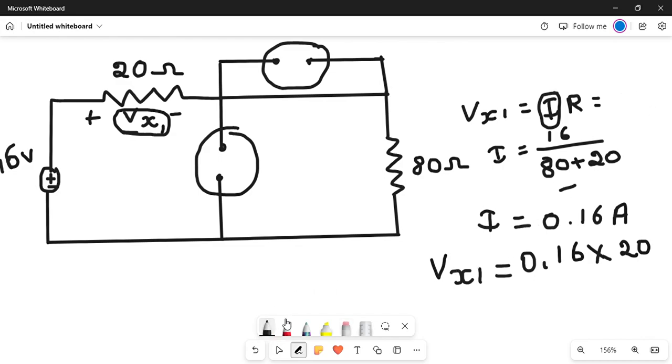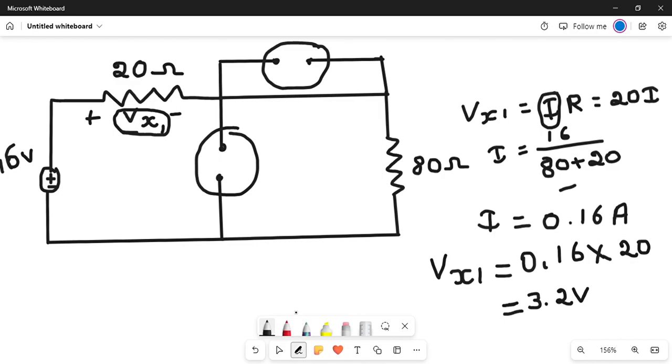So vx is present across the 20 ohm, so that is why I am writing it as 20 I, right? Yeah, so that is why vx is into 20. So I am going to get the resultant as what? That is, I'm sorry, it is 0.16 into 20. I am going to get the resultant as 3.2 volt, right? Yeah. I'm sorry, okay. It is 3.2 volt, okay? So this is what is my vx1.